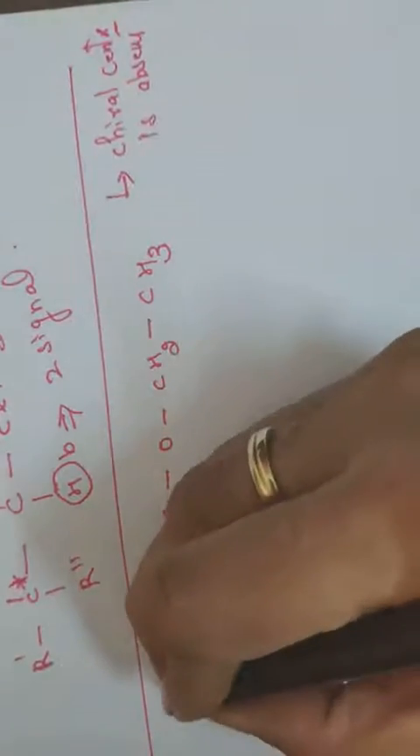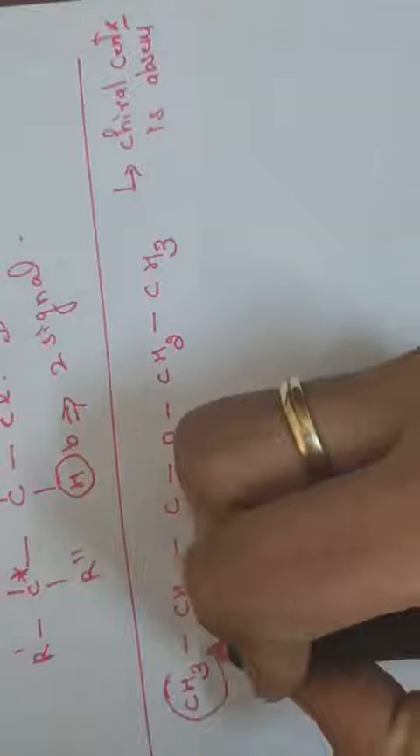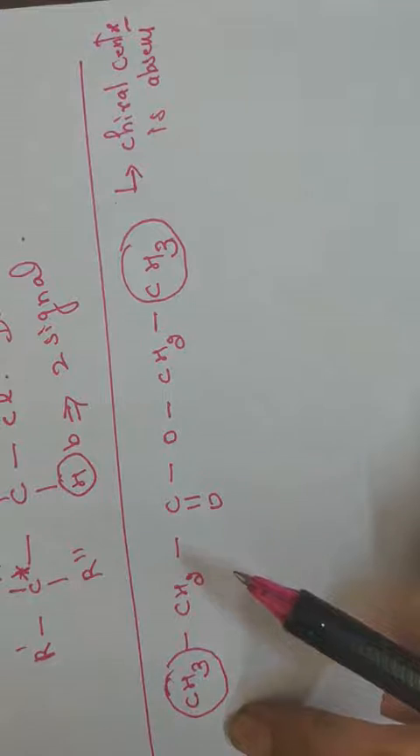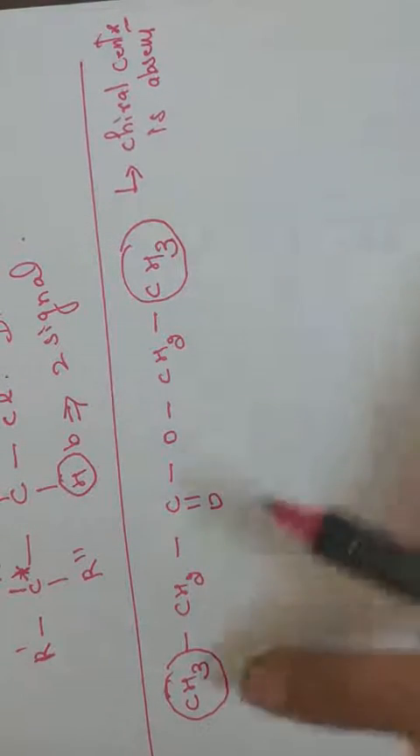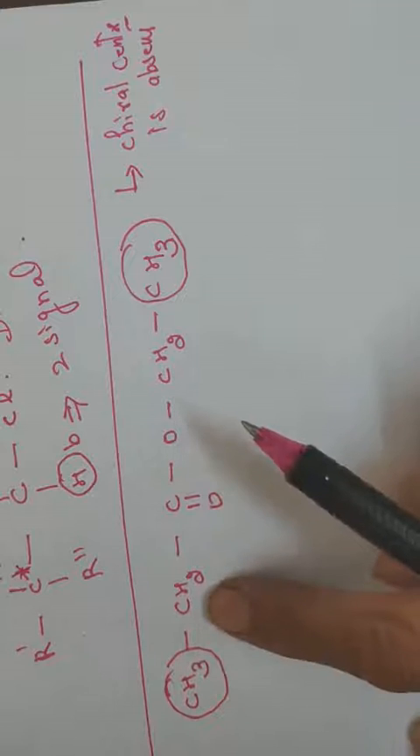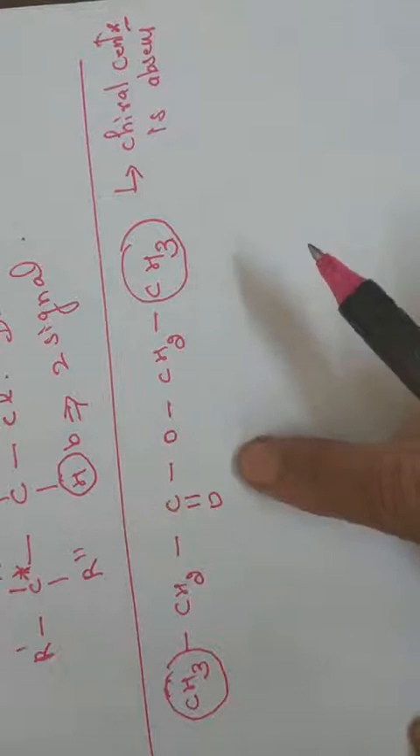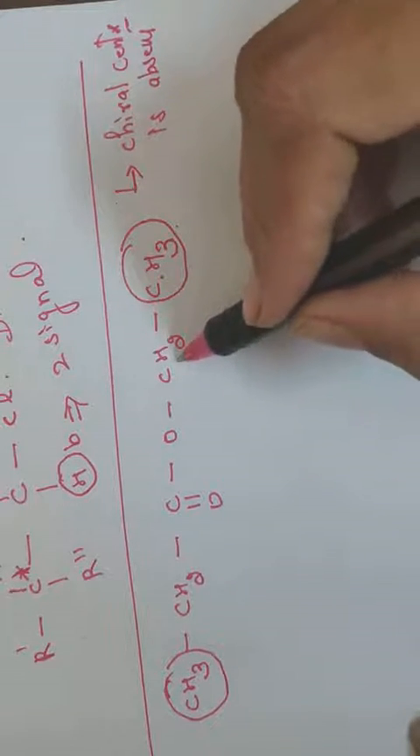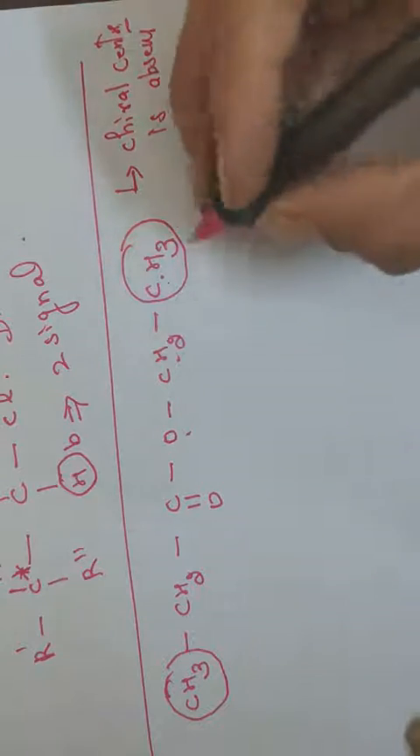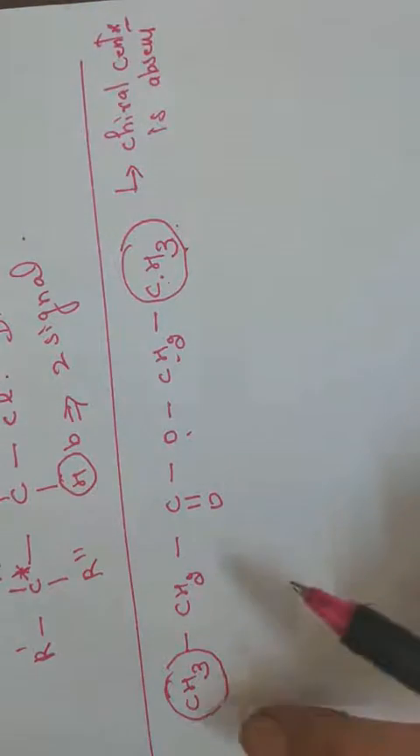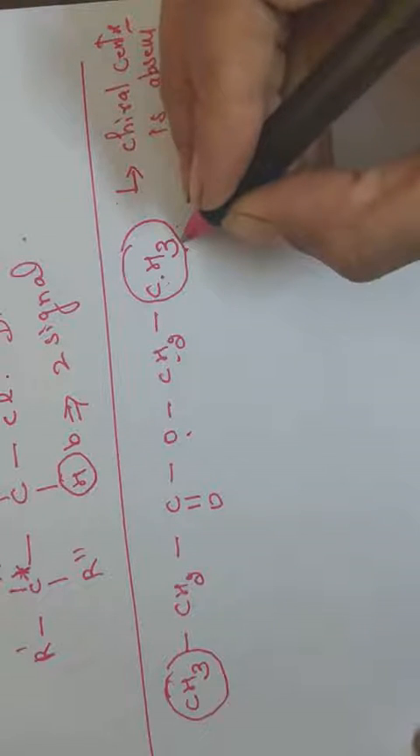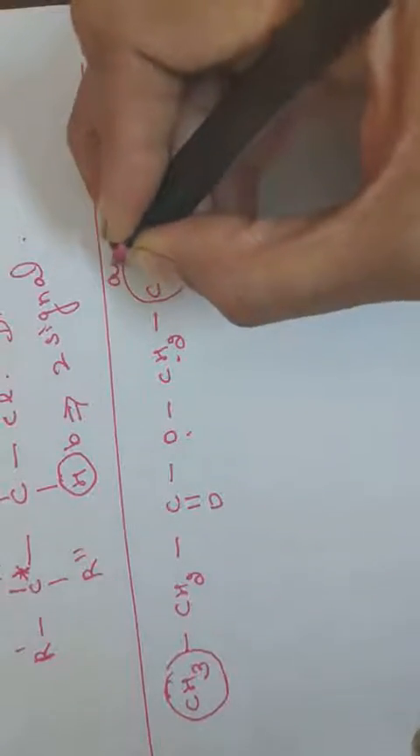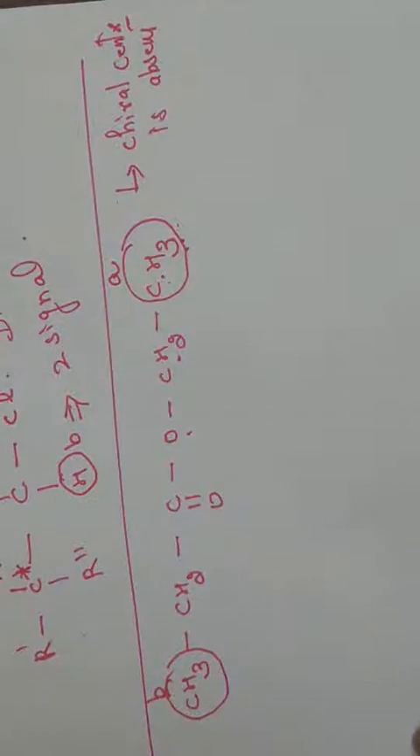Now, since the chiral center is absent, these three protons are not similar to these three protons, though a CH3 group is present in both places. Why are these protons not similar? Because these protons are attached to a carbon, which is further attached to a carbon, and then that is further attached to the CO group. Whereas these protons are attached to a carbon, which is attached to a carbon, which is further attached to oxygen. So the chemical environment of this methyl group and that methyl group is different. And these CH3 protons will give only one signal in the NMR spectrum. So if these are A type of proton, these will be B type of proton.